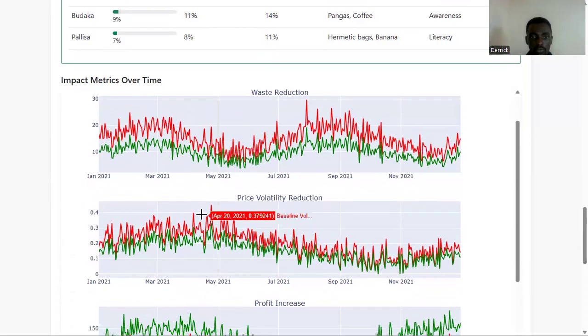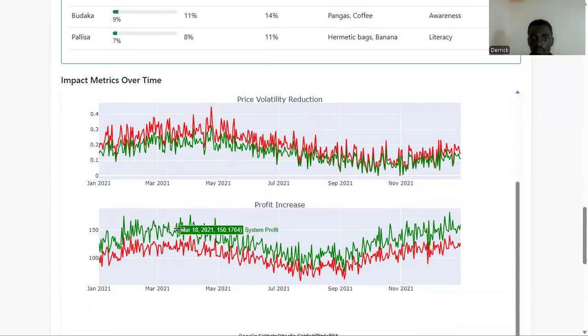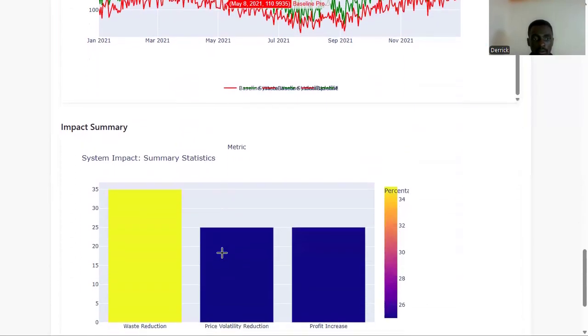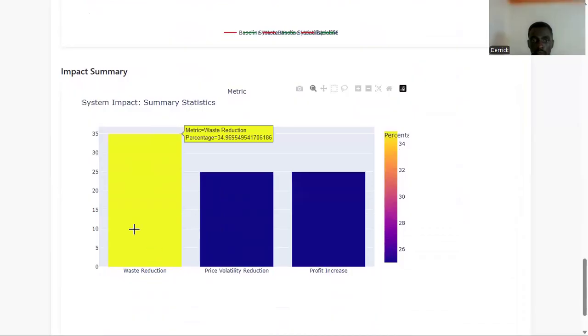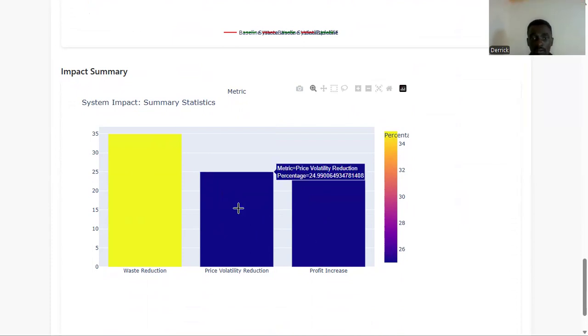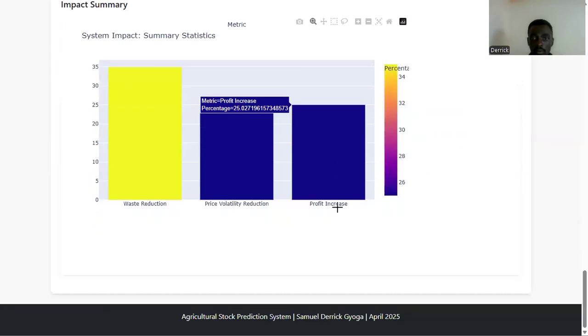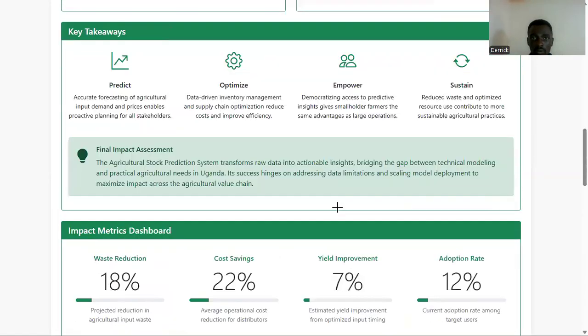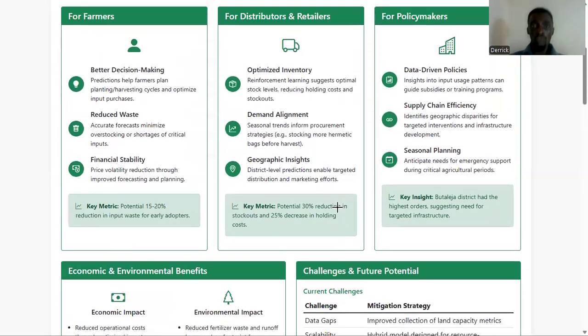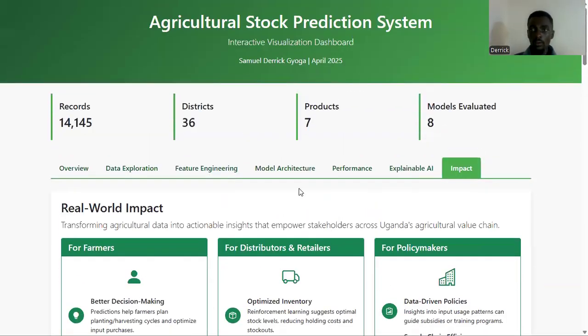And then the price volatility, our prices are always changing and shifting over time compared to after the integration, and then the profit increase. Then the impact summary, waste reduction up to 34.9% with price volatility and profit increase almost at the same level, around 24.9 and 25.0. So this was the agricultural stock prediction system. Thank you very much.